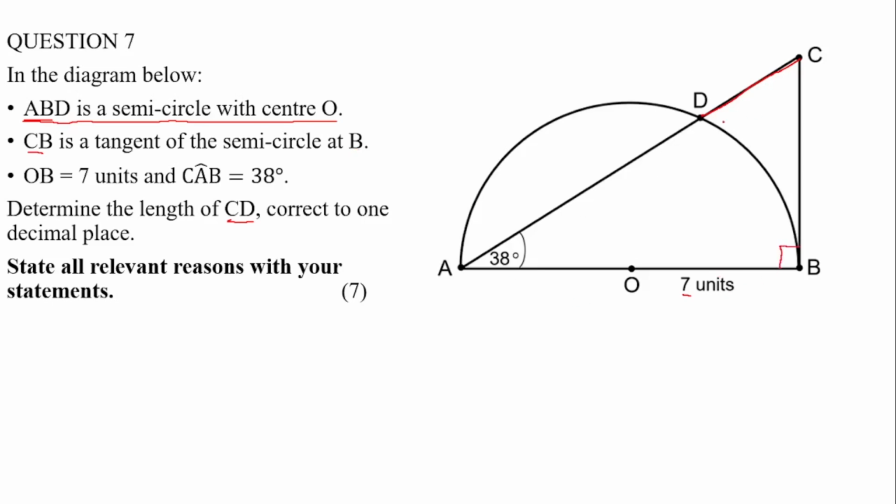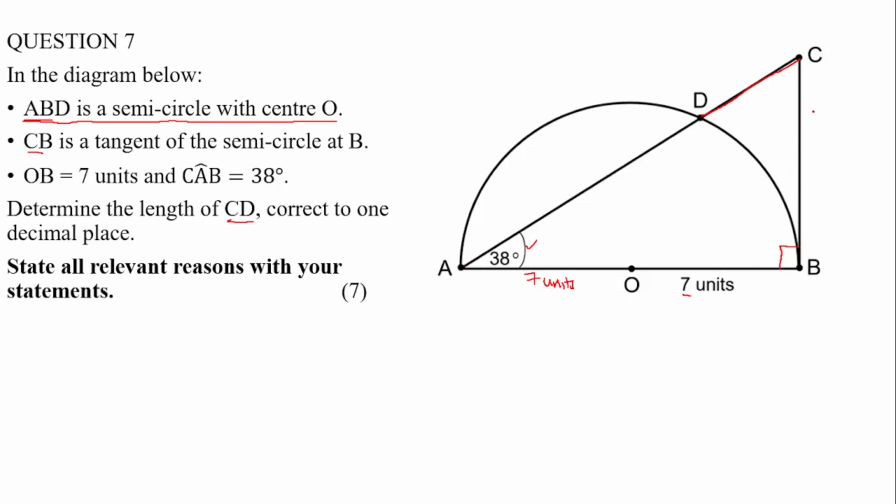And then we can see that our triangle ABC is a right angle triangle. Right angle triangle, think of the Pythagoras theorem, think of the trig ratios. And then with this angle and AB, we can find AB because OA is also 7 units, because they are radii. OA and OB are radii, so AB is 14 units. And then with the adjacent side, we can find CB.